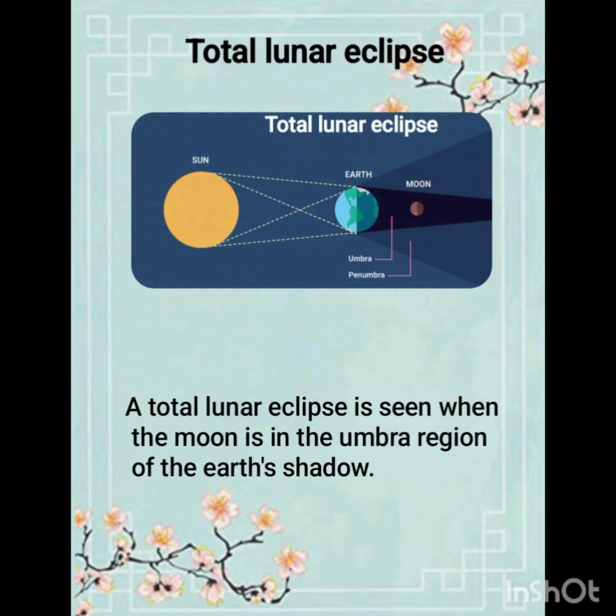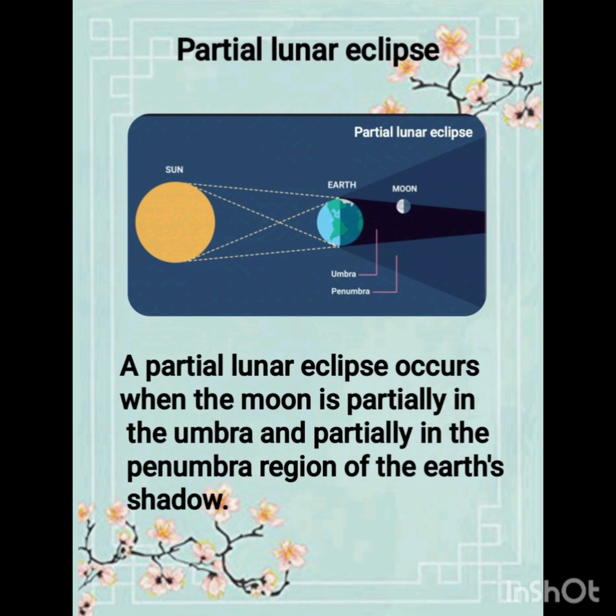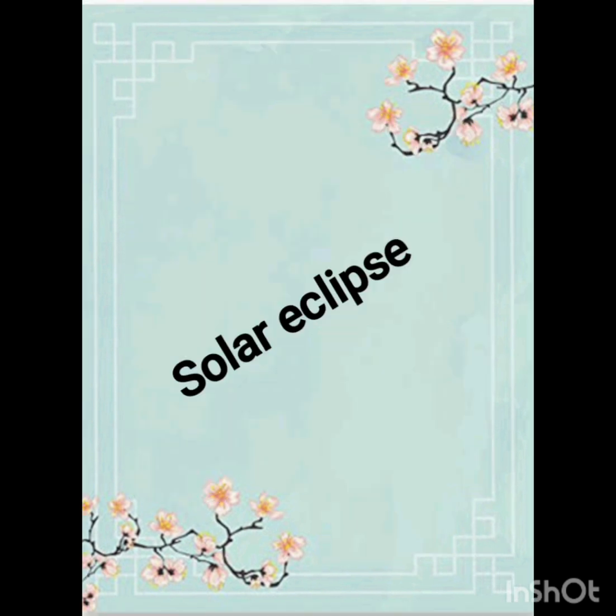A total lunar eclipse is seen when the moon is in the umbra region of the earth's shadow. Then the moon cannot be seen at all. A partial lunar eclipse occurs when the moon is partially in the umbra and partially in the penumbra region of the earth's shadow. Let's learn about solar eclipse.